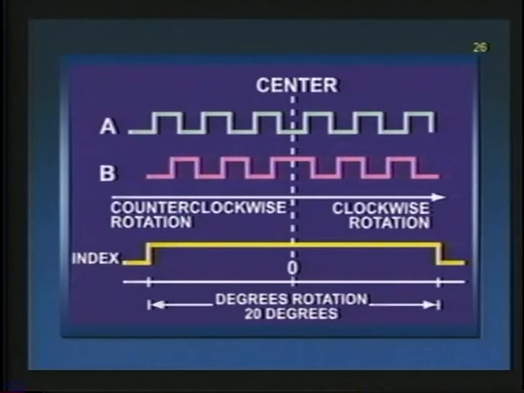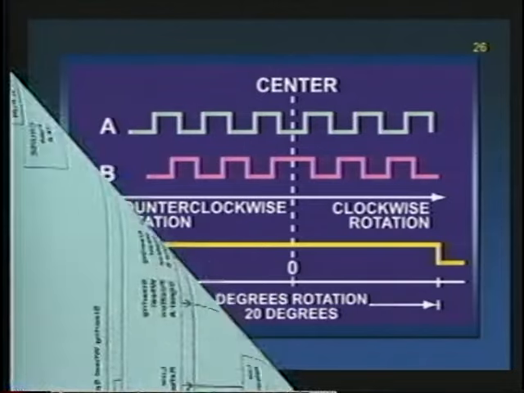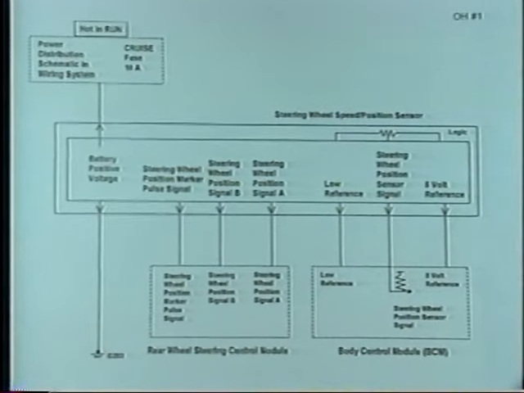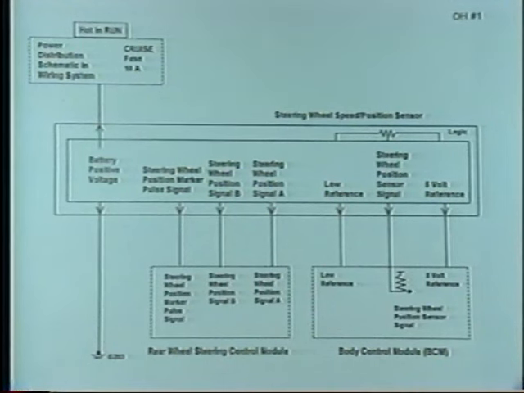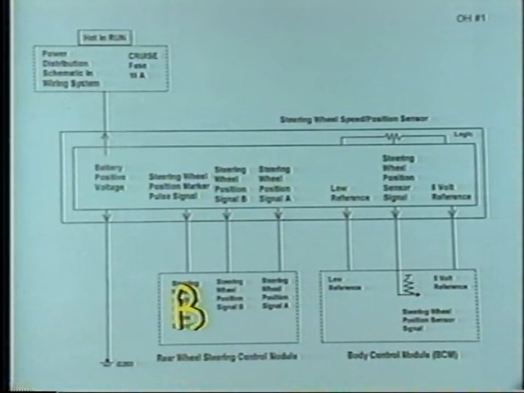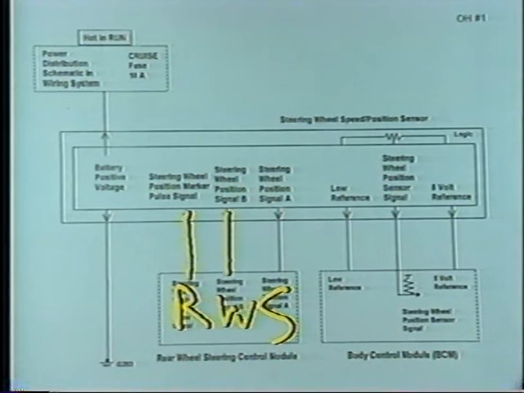All right, now we also want to take a look at a wiring diagram here. Our overhead, and see what's going on with that. This shows you again that the rear wheel steering control module has all the inputs for the digital signals. All digital signals are coming in there. So that's rear wheel steer, and you can see all 3 signals coming in. We've got the marker pulse, position A and position B, all reporting directly into the module.